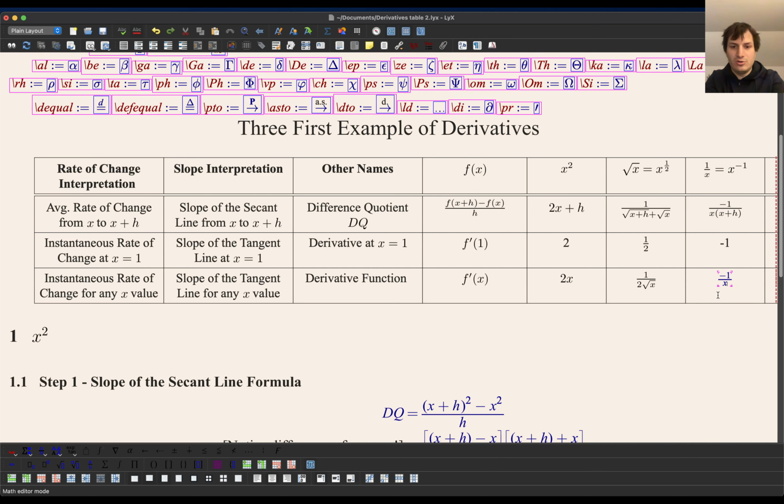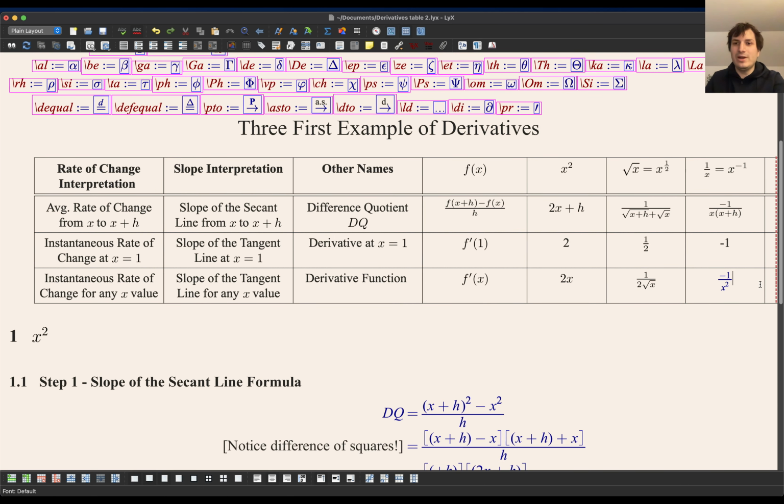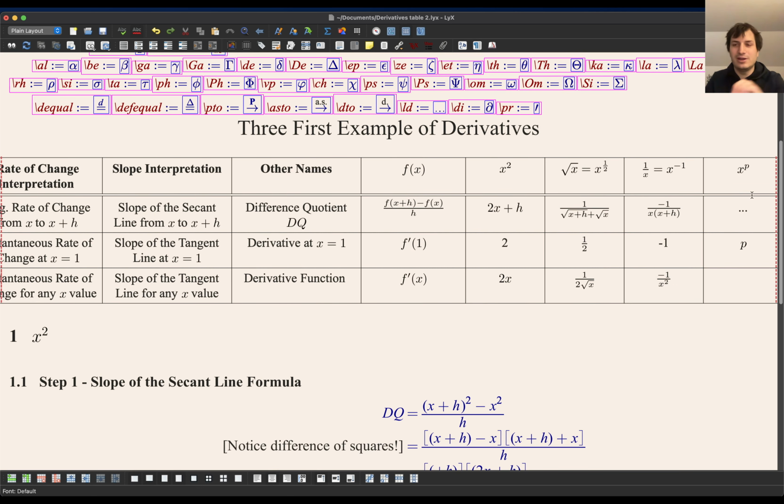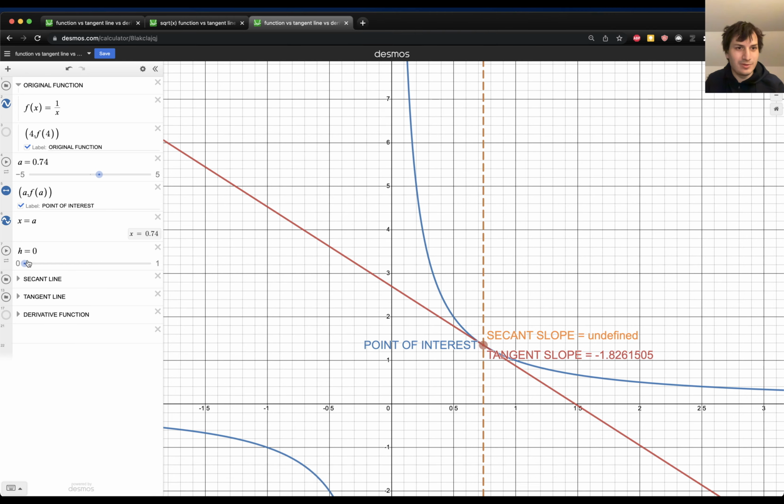Minus 1 over x squared. What is the pattern here? Can we fill in the pattern for a generic p? Let's see if we can do it. First of all, let's check that this was right on Desmos. Getting ahead of myself, we don't need the secant line anymore. We're on step 3 here.